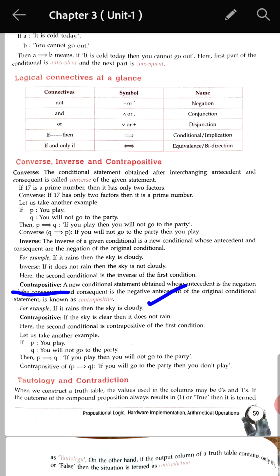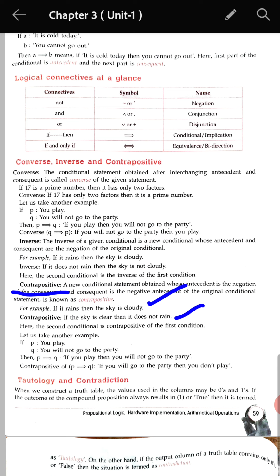Then it doesn't rain. Both the things we are having together: the negation also and the places were changed. You have to remember that.